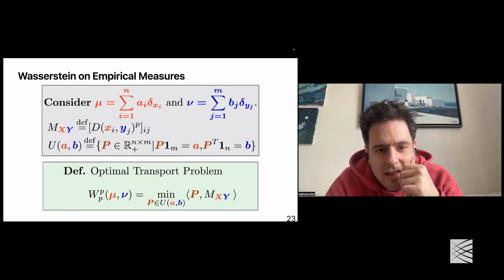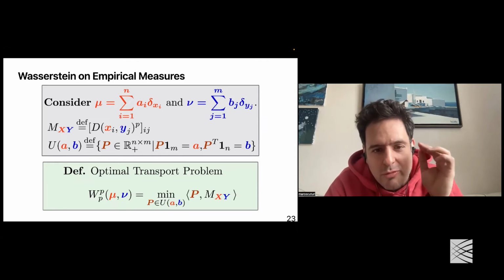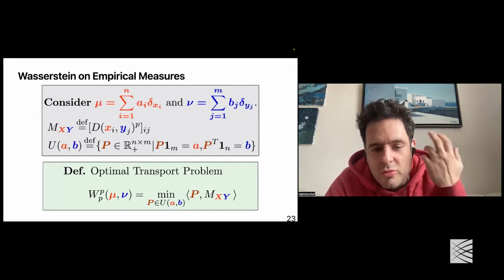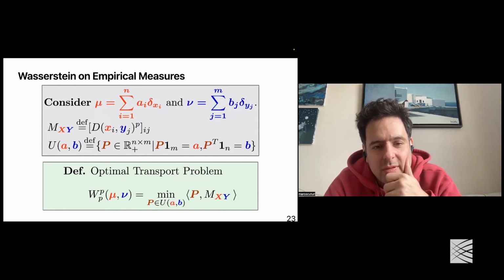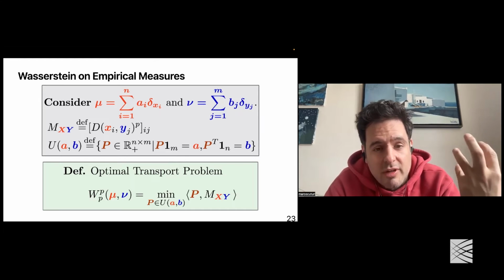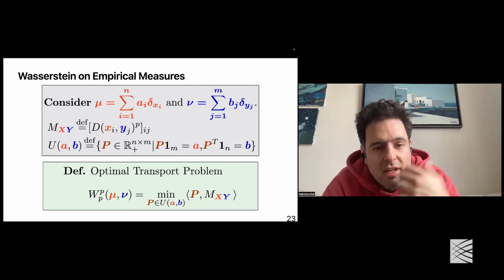I'm adding this power p there because often people like to put this power p, but please don't be distracted too much by it. P can be 1 or 2 or 3. It's an integer that's bigger than or equal to 1. And you have, on the one hand, this cost matrix, which is going to store all of the pairwise distances between the points, xi's and yj's.